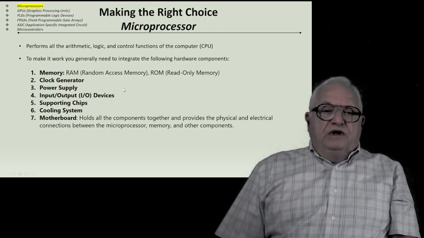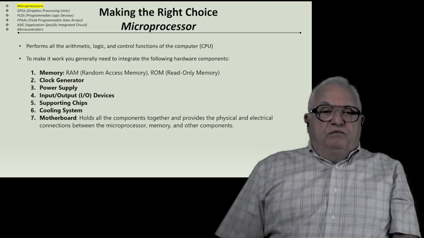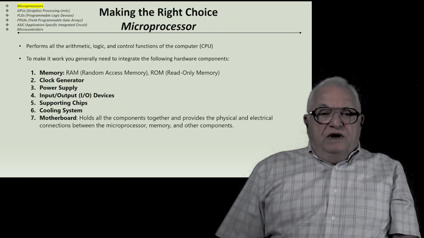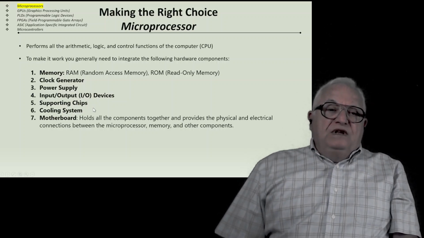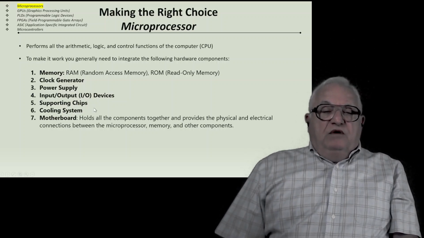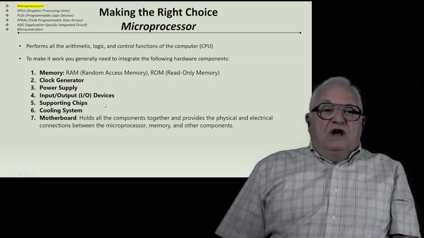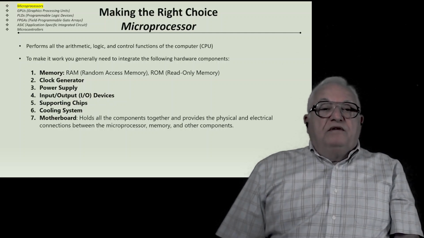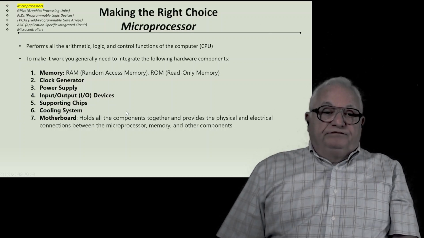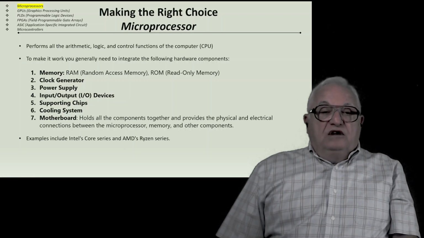You need to buy memory, random access and read-only. You need to buy clock generators, power supplies, input-output devices, supporting chips, and cooling systems. And then you need to integrate all these components in what's called a motherboard. So buying the microprocessor by itself is not going to allow you to start programming, but you have to buy a number of components which you need to have the knowledge to be able to integrate them. Typical examples of microprocessors are the Intel Core series and the AMD Ryzen series.